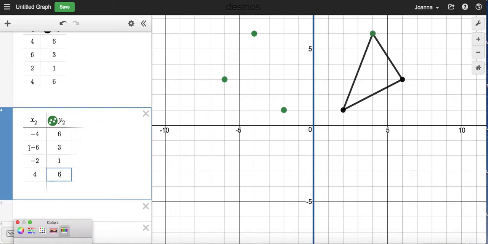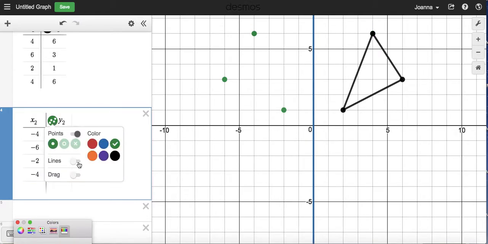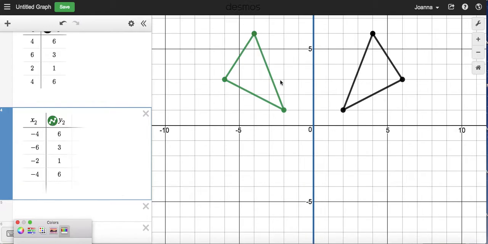I'm going to put in my initial point in order to make this triangle fill in. When I click lines, and now you can see it's reflected. It just looks like a mirror image across the y-axis. So when you do reflections, remember it flips because it's a mirror image. So you're looking at the individual points and the distance they are from one side to the other side of the line. And that is it.